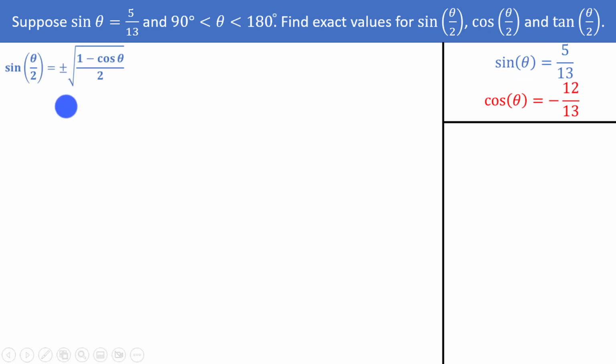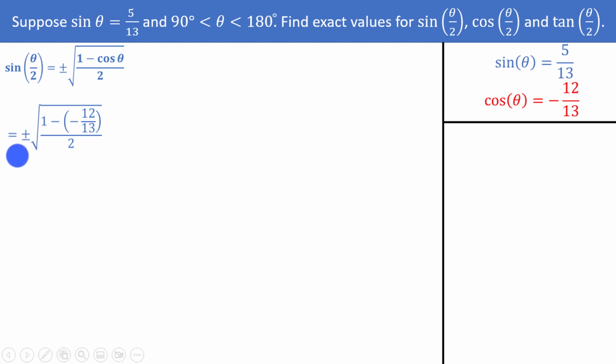We know that sine of theta over 2 is the same thing as plus or minus the square root of 1 minus the cosine of theta divided by 2. Plugging in cosine of theta, which is negative 12 over 13, we have plus or minus the square root of 1 minus negative 12 over 13 divided by 2. Let's take care of the plus or minus.